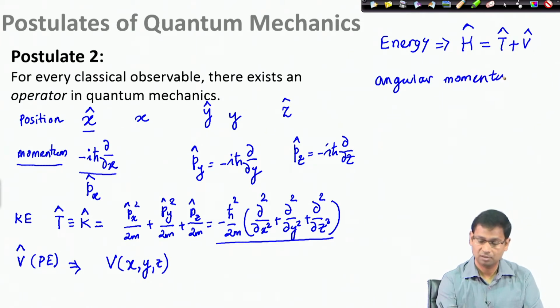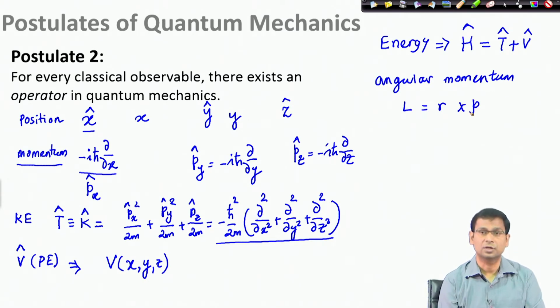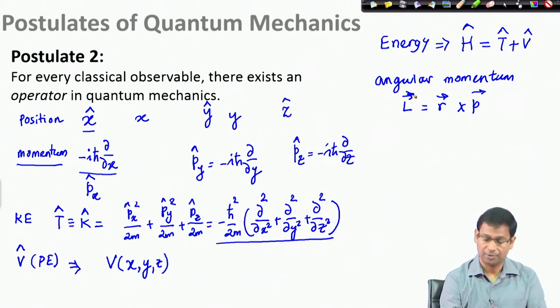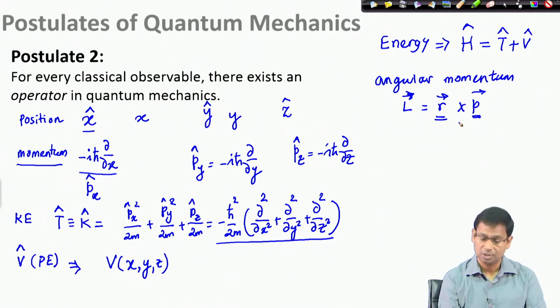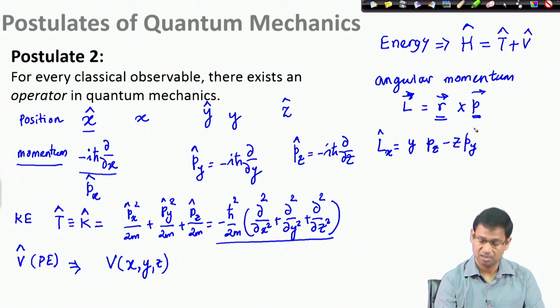We define angular momentum L as r cross p, a vector product between r and p. Since we know r has x, y, z dependence, and p has p x, p y, p z, the quantum mechanical operator corresponding to L x I can write as y p z minus z p y. These are all operators.